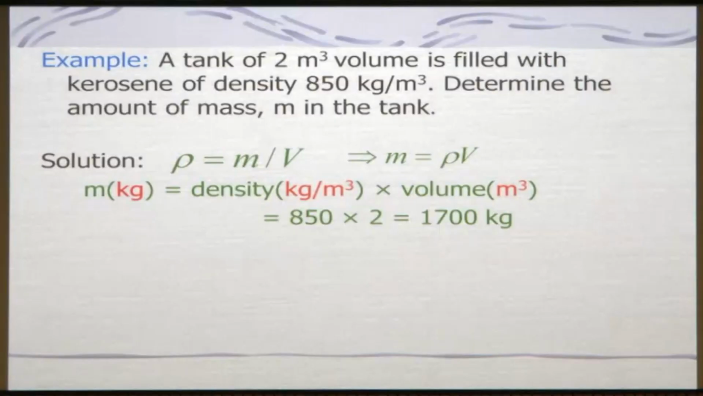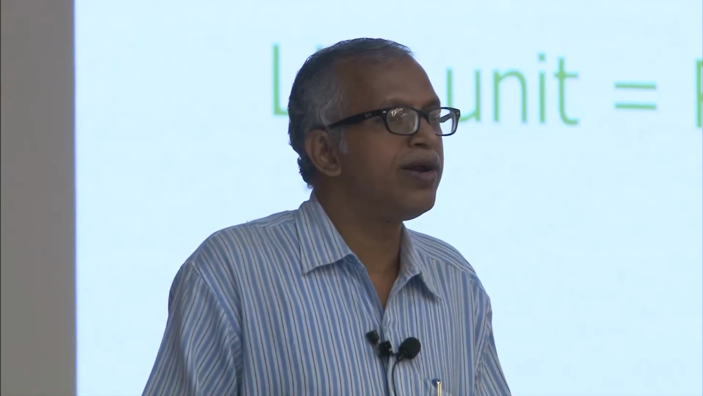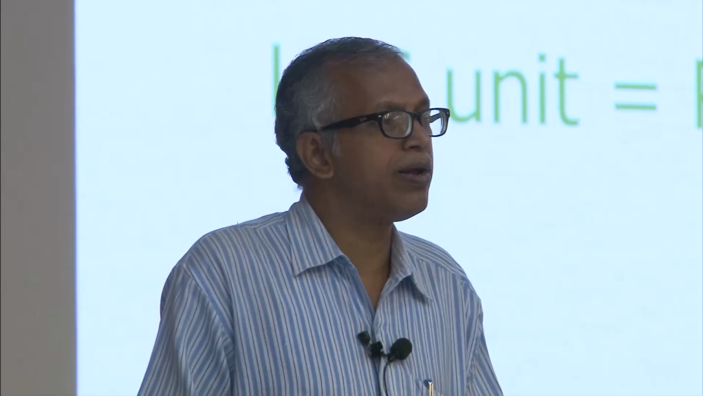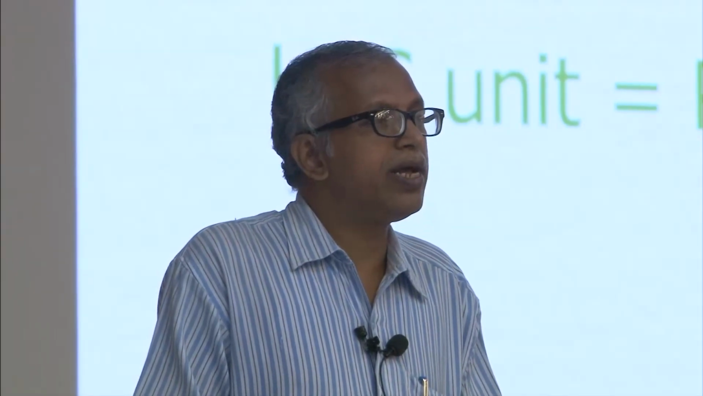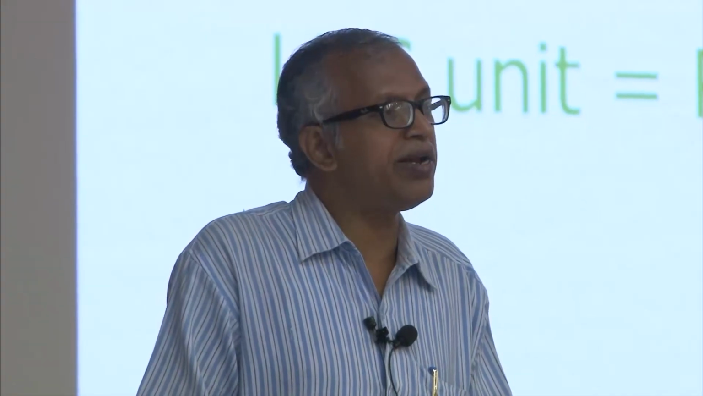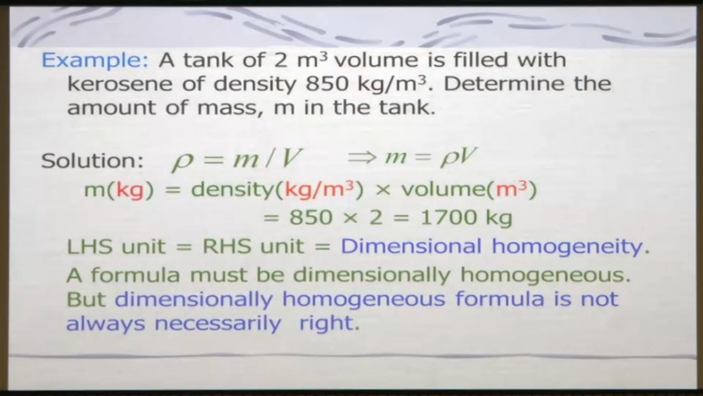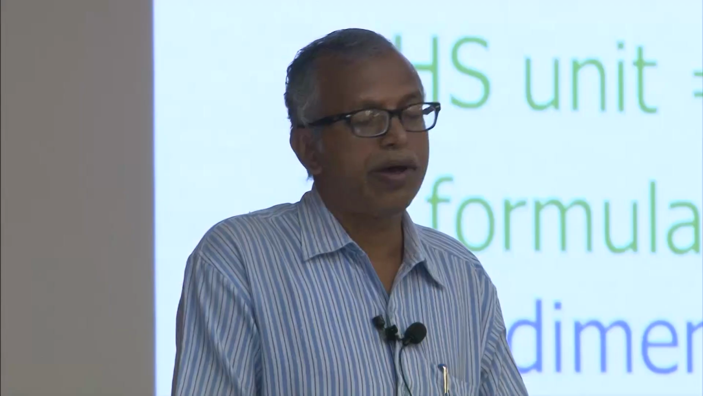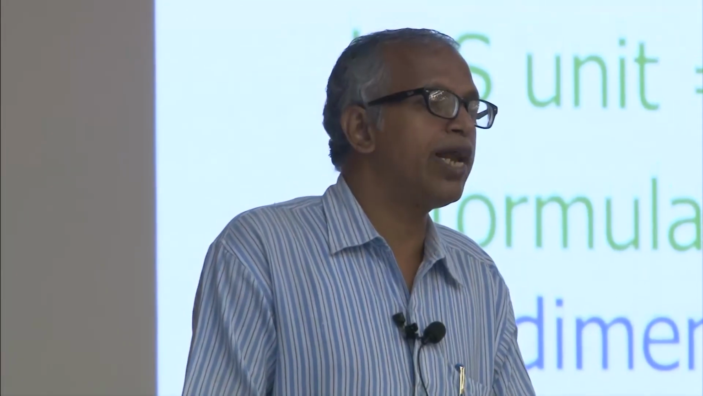It says that the left hand side unit is the same as the right hand side unit, what we call dimensional homogeneity. That means a mathematical equation should be dimensionally homogeneous. That is the first thing one has to check, whether it is right or wrong. But if it is dimensionally homogeneous, is it right? The equation need not be right. That is the first condition, but a dimensionally homogeneous relationship is not necessarily always right. It may be right, it may not be right. Therefore, one has to be very careful.